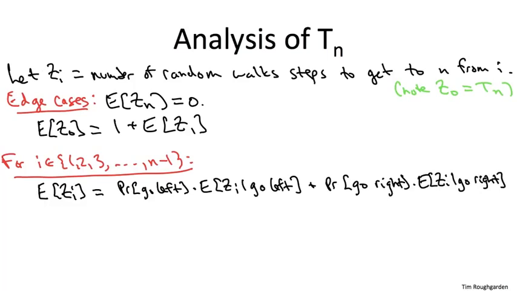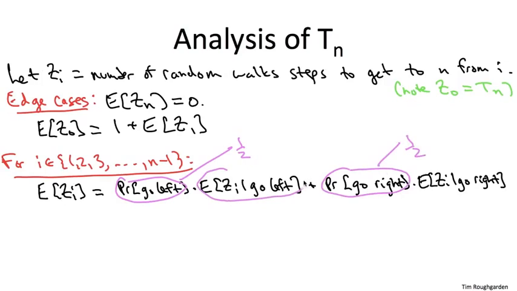If you want to be totally formal about it, you would just expand the expected value of z sub I conditioning on the first step. So you'd have the probability that you go left times the conditional expectation of z sub I given that you go left in the first step, and a similar term for when you go right. As we discussed, we know the probability that you go left is exactly 1/2. The probability that you go right is exactly 1/2.